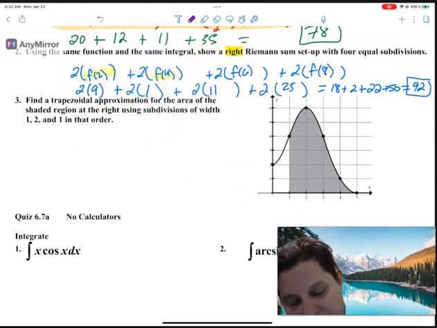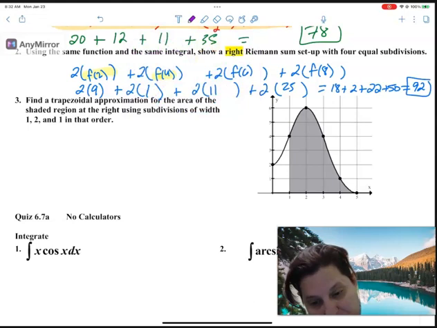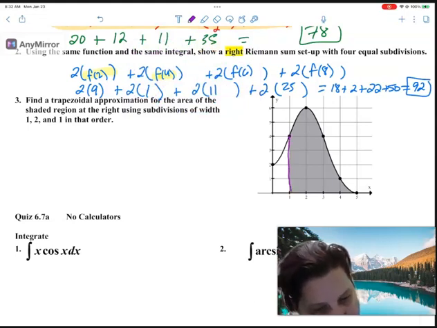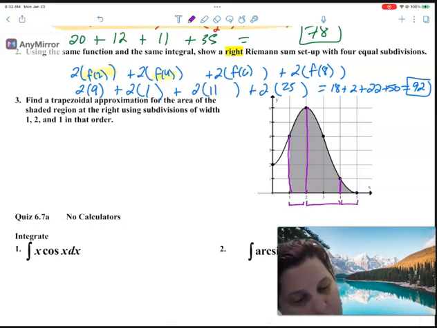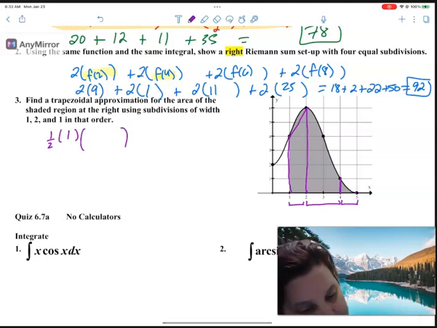New question for this one. Find a trapezoidal approximation with subdivisions of 1, 2, 1 in that order. So the first subdivision will be 1, the next will be 2, and then 1. My first trapezoid is right here, and it's going to be 1/2, the base is 1, and the sum of the heights, which is 4 and 6.